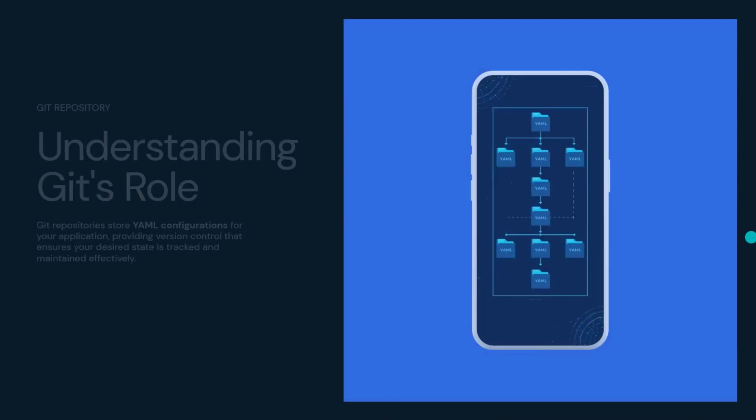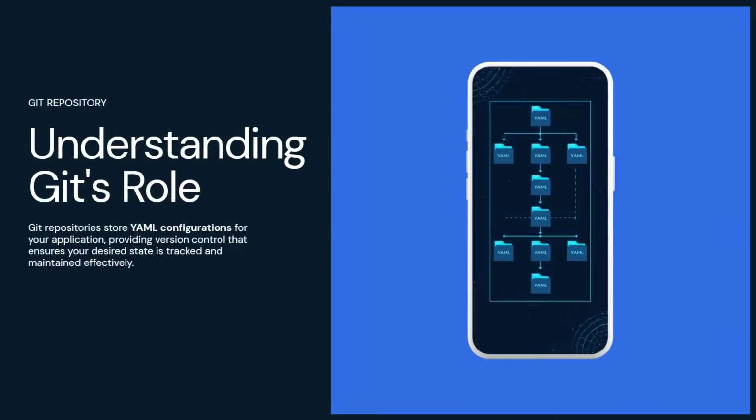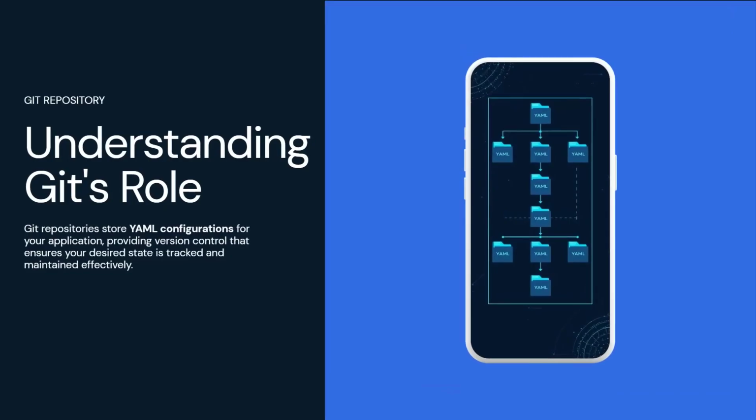The role of Git here is, instead of manually changing things in Kubernetes, you describe the desired state of your system using declarative configuration, usually in a YAML file, and store it in Git. Git doesn't describe what you did, it describes what should be running.